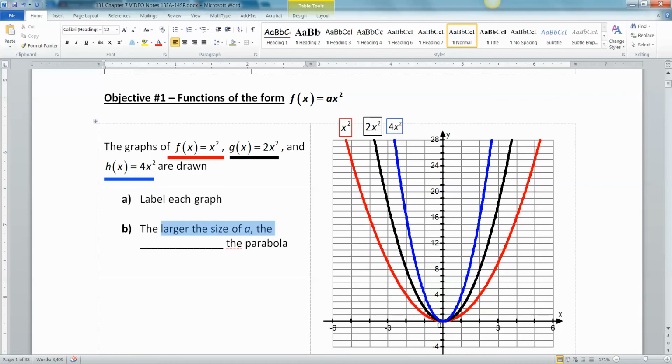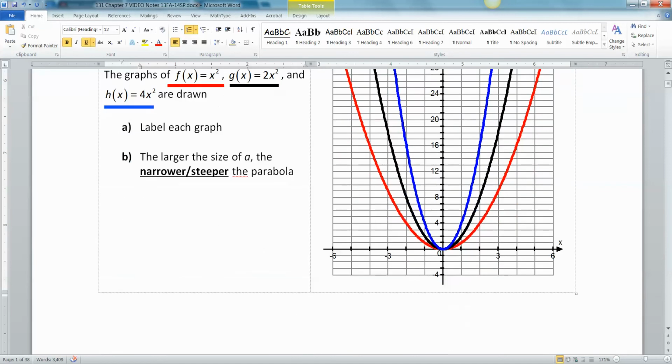The larger that I let a be, the narrower, steeper the parabola, right? So if you look at 4x squared, that's a lot steeper of a curve than the red one, which is x squared. If you were a ball rolling down one of these hills, for example, you'd roll a lot faster on 4x squared than you would on regular x squared.